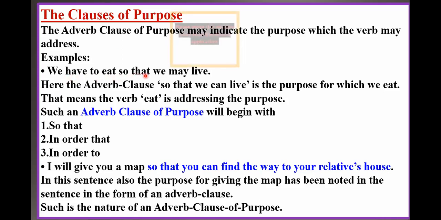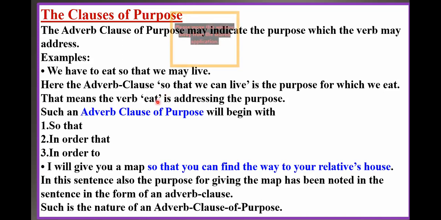Now look at this sentence here. We have to eat so that we may live. So that we may live, this is a purpose that we are eating. Why? Because we need to live. Here, the adverb clause so that we may live is the purpose for which we eat. That means the verb eat is addressing the purpose. Eat is the verb, and why are we eating? So that we may live. The reason why we are going to eat is to live.